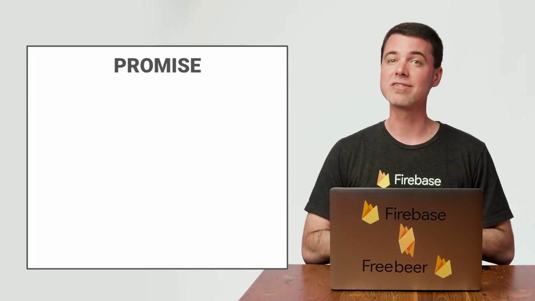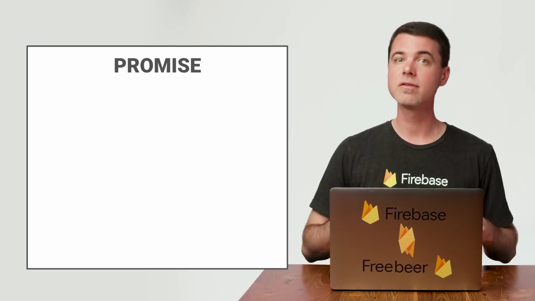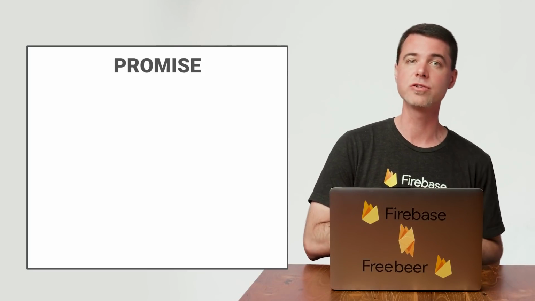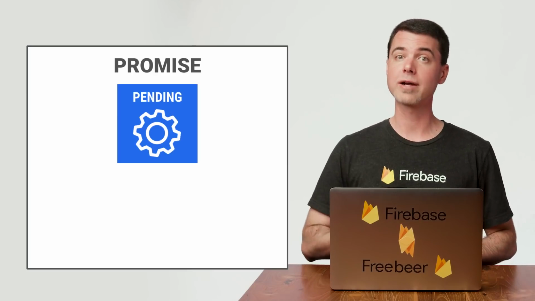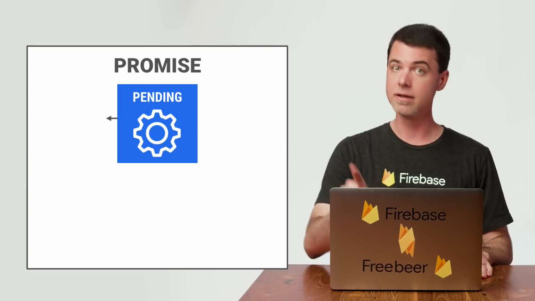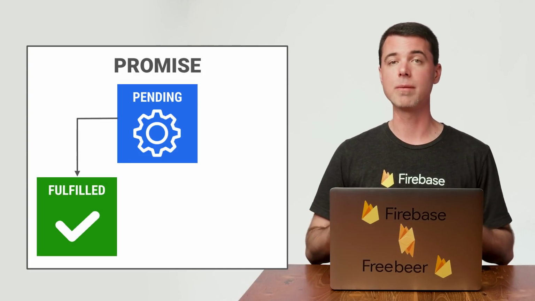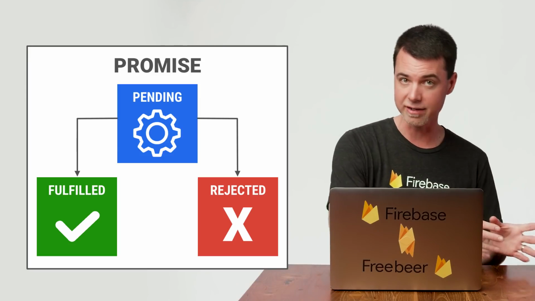A promise represents some asynchronous work that should eventually complete. If you're an Android developer, this is very similar to the task object that you use sometimes when dealing with the Firebase Android SDKs. When the work tracked by a promise is still executing, the promise is in a pending state. Then, if the work completes successfully, the promise is said to be fulfilled. Or if there's an error, the promise becomes rejected. These are the only three states that a promise can be in: pending, fulfilled, or rejected. And once the promise becomes fulfilled or rejected, it can never change state again.